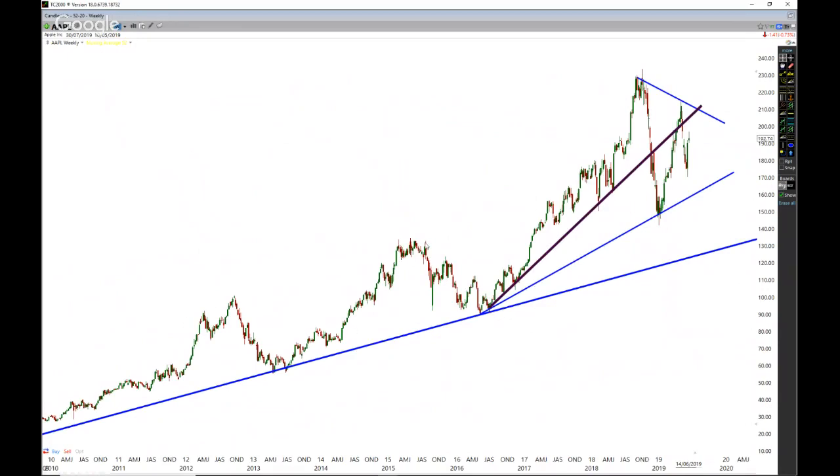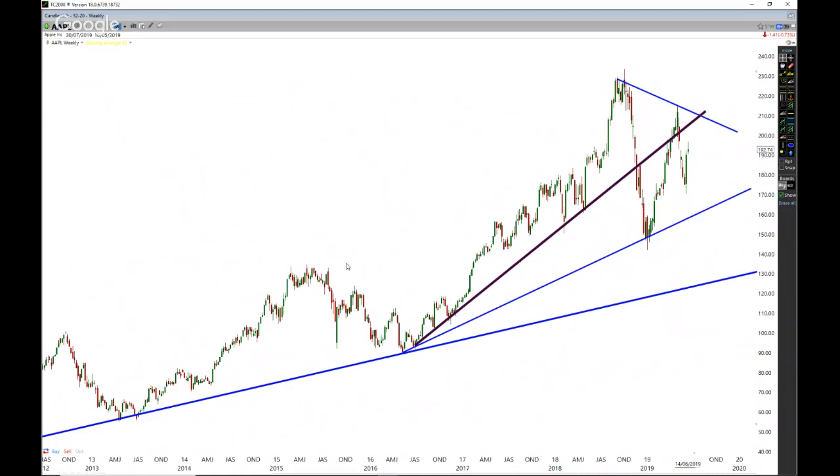So, but look at it through here. Look how this weekly chart, right? We came down, lower high. We're in this small little downtrend, and look what happened here.